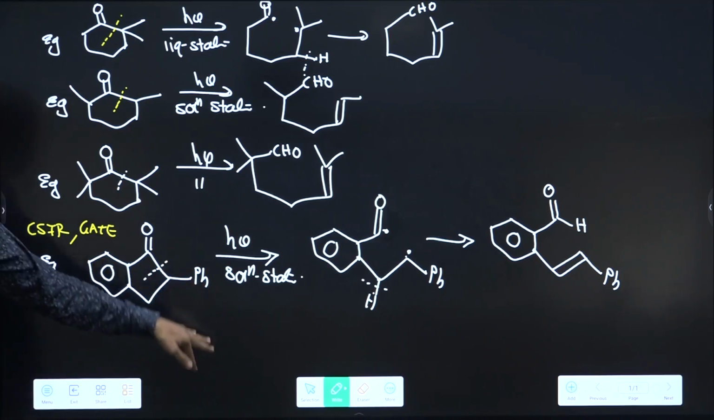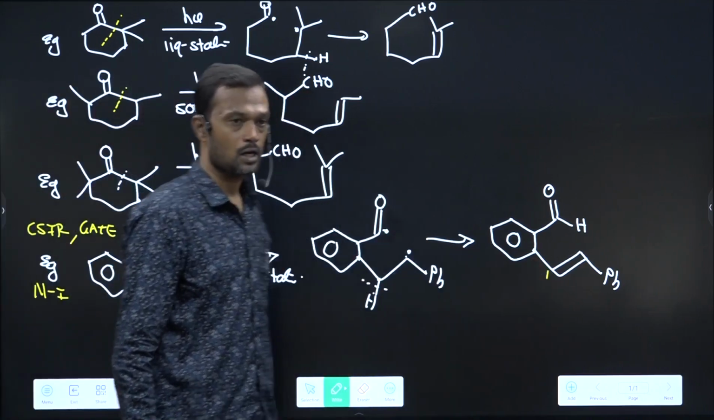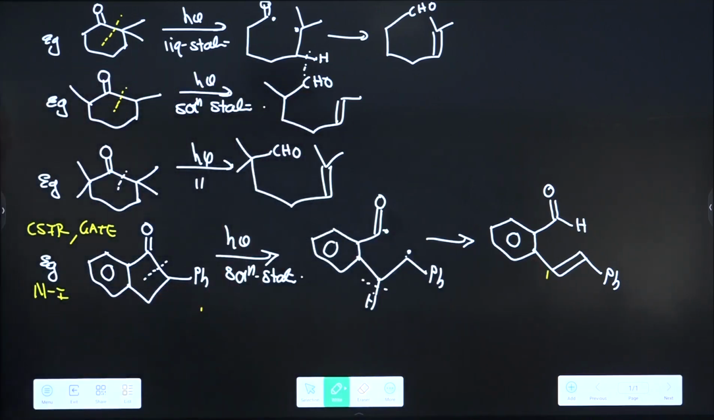Even without phenyl, your answer remains the same. Suppose a normal CH2 is present, put a double bond here. Transfer of hydrogen followed by putting a double bond.